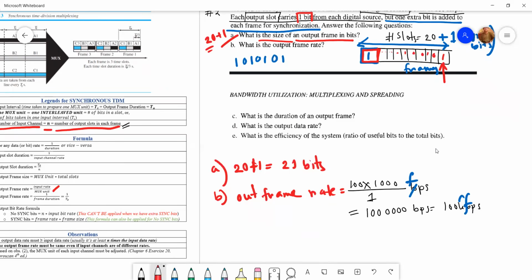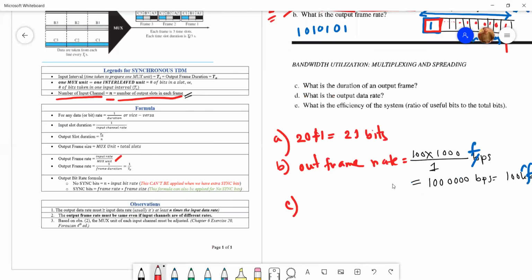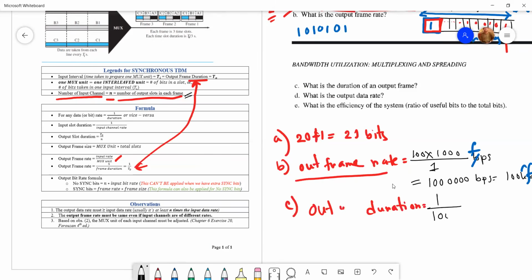Math C is saying what is the duration of the output frame? Very simple math. The frame rate is the inverse or reciprocal of the frame duration and vice versa. For any frame rate, it is 1 by duration or vice versa. So we already know our output frame rate, and using this formula, what is my output frame duration? If T naught is my output frame duration, then my output frame duration is 1 divided by 100 kiloframes per second.